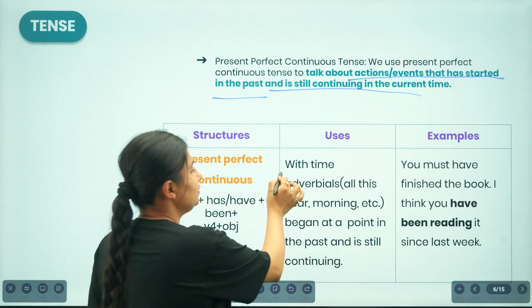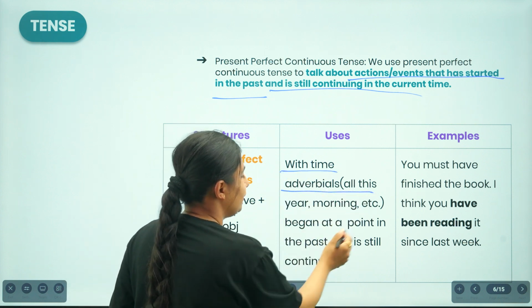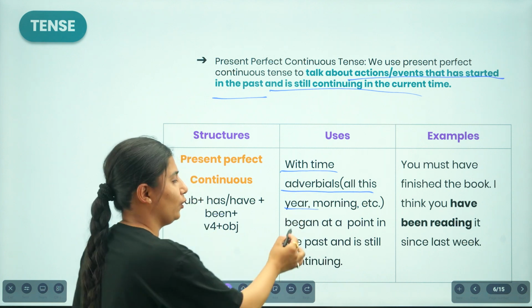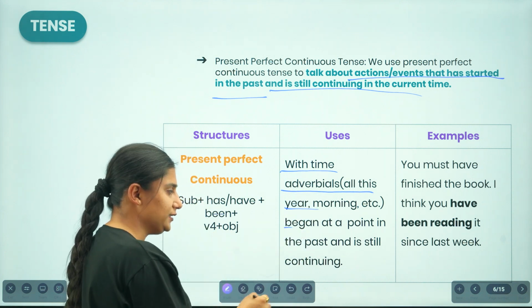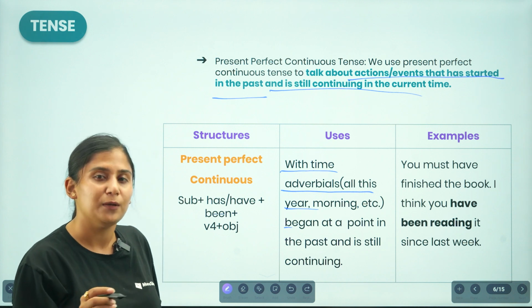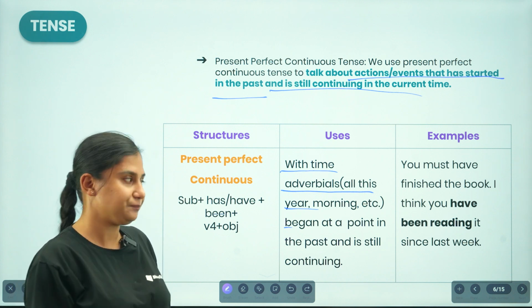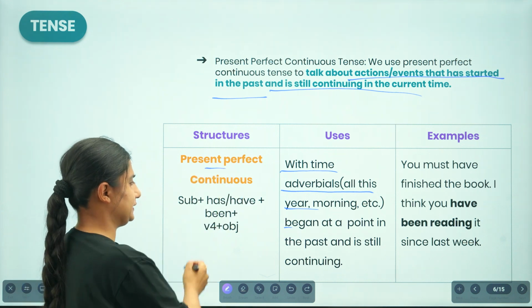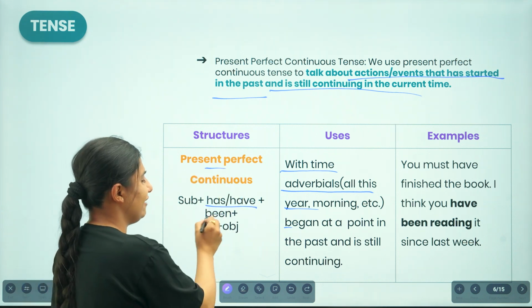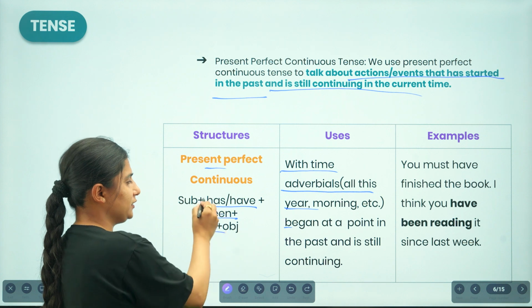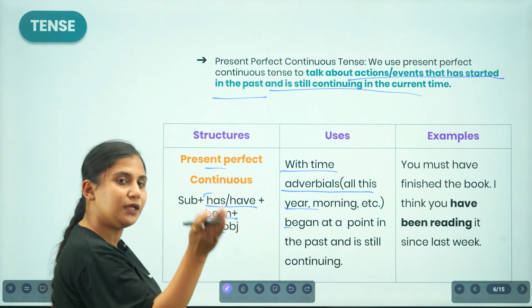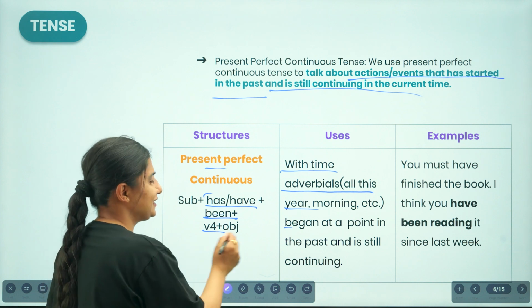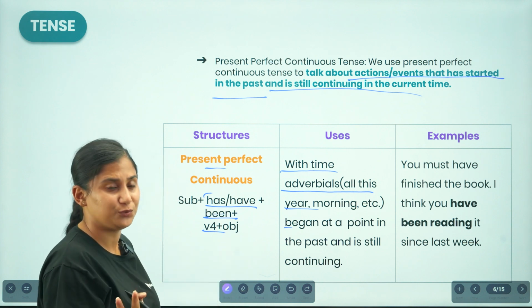With time adverbials like all of this year or all morning, we talk about the beginning of an action in the past that is still continuing by the time you talk about it. So to form the present perfect continuous tense, we use has or have been plus verb plus ing, because remember, we are talking about something that started in the past and is still continuing in the present, it is yet to be completed.